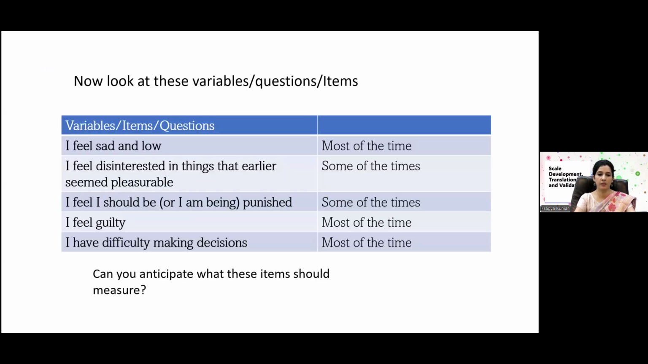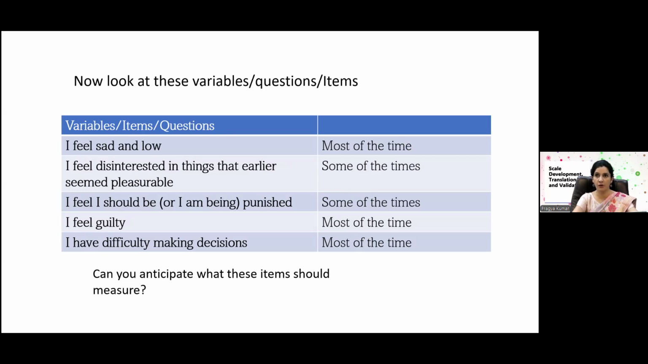Now look into these sentences or questions or items. If my item is, I feel sad and low, my response is most of the time. The second is, I feel disinterested in things that earlier seemed pleasurable, and my response is some of the time. The third is, I feel I should be punished. Again, my response is some of the time. I feel guilty. I have difficulty in making decisions. So these are my responses.